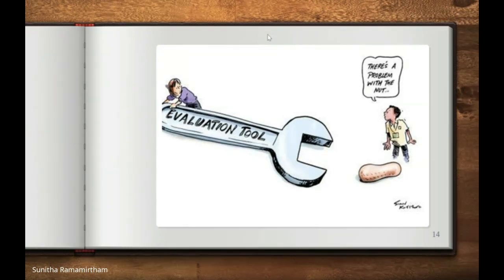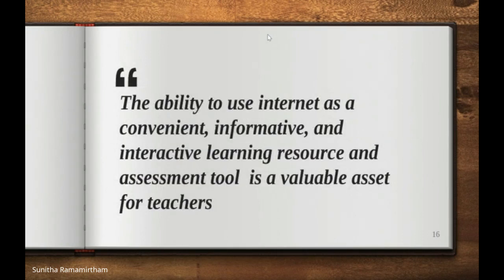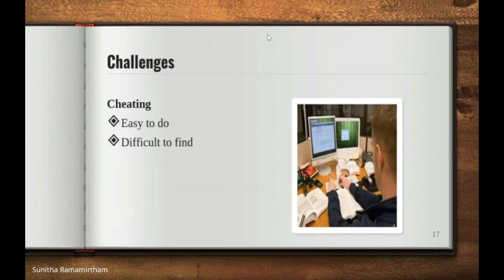So now how are we going to do this? Of course all these points you know, but how are we going to manage all these things? First of all, the internet is the greatest boon of this era. The internet provides us with lots of resources. The ability to use the internet as a convenient, informative and interactive learning resource and assessment tool is a valuable asset for teachers. So we have to make use of the internet for doing our evaluation in an effective way. This is the challenge we have seen with respect to students cheating. So how can you avoid cheating?